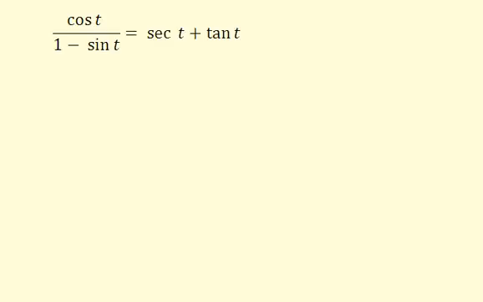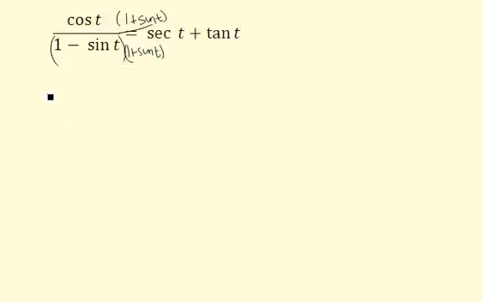In order to solve or verify this identity, we will look at the cosine of t divided by 1 minus sine t is equal to secant t times tangent t. We will recognize that 1 minus sine t we can rewrite or modify by trying to get a sine squared t in the denominator. So we would multiply by the conjugate, or 1 plus sine t, in both the numerator and denominator.